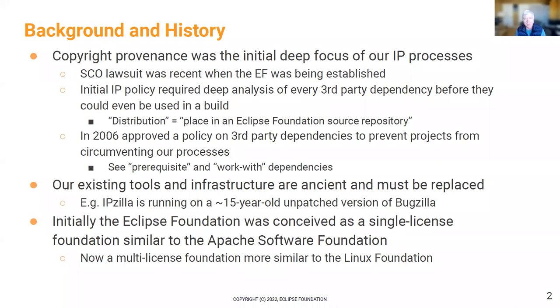And so the initial IP policy at the Eclipse Foundation required a deep analysis of every third-party dependency before it could even be used in a build. At that point, distribution was defined as simply placing a third-party dependency into an Eclipse Foundation source repository. And in 2006, a policy was approved by the board that regulated how the use of third-party dependencies would happen at Eclipse Foundation projects. If you're an Eclipse committer, you're familiar with terms like, is it a prerequisite or is it a works-with dependency? All of that was originally motivated to prevent projects from circumventing the intent of our processes, which was to make sure that we did a deep dive IP analysis on our third-party dependencies.